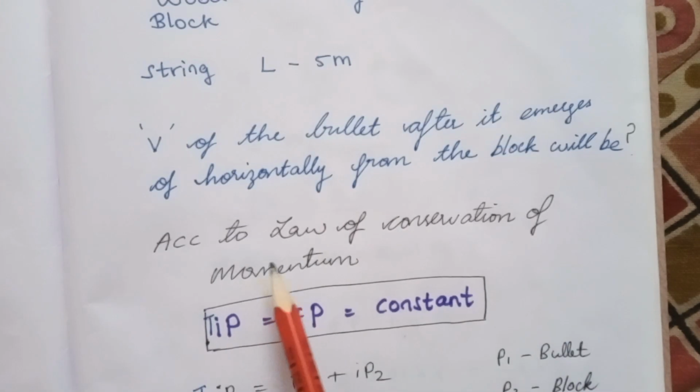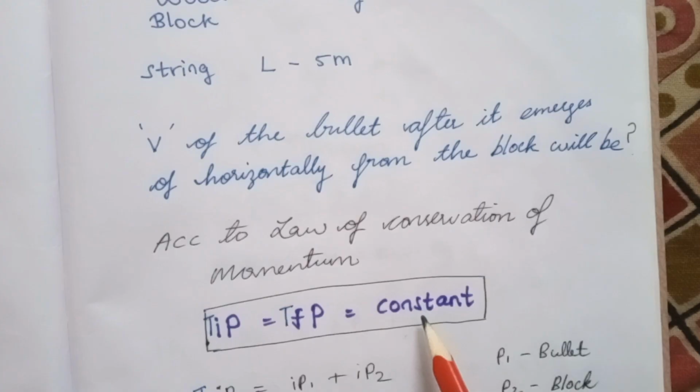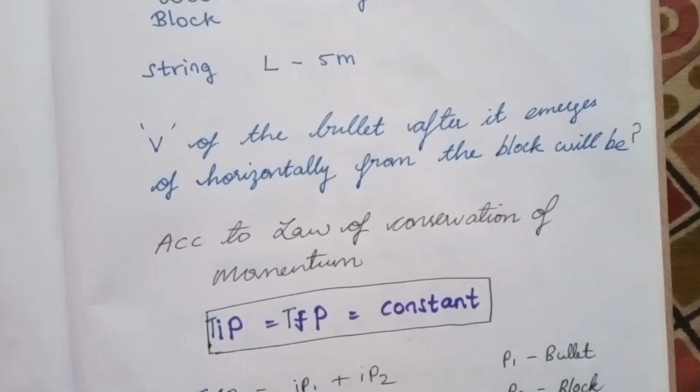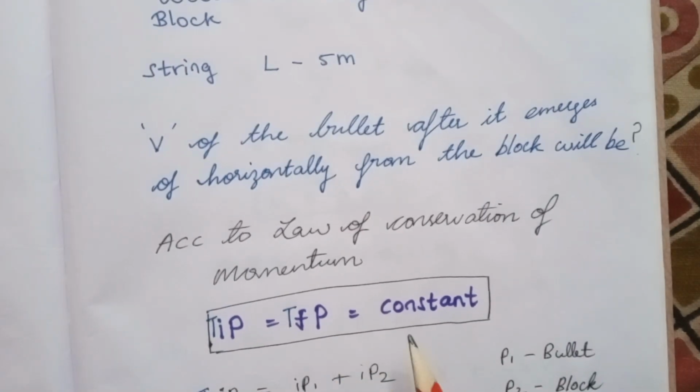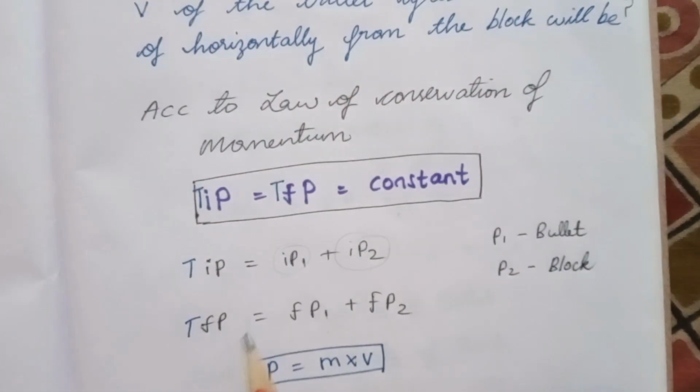According to the law of conservation of momentum, total initial momentum is equal to total final momentum, which is constant. As I told in previous videos, for problems like collision, car crash, or bullet and gun, we have to use conservation of momentum.